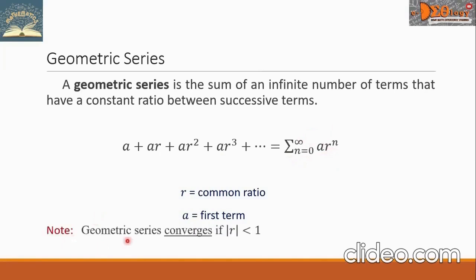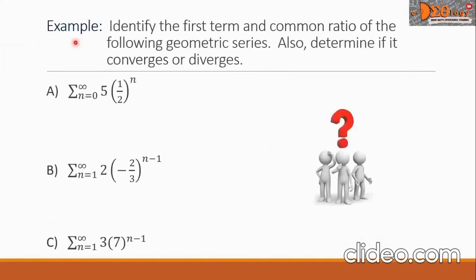Take note that a geometric series converges if the absolute value of r is less than 1 and diverges if the absolute value of r is greater than or equal to 1. Let's have an example. Identify the first term and common ratio of the following geometric series. Also, determine if it converges or diverges.